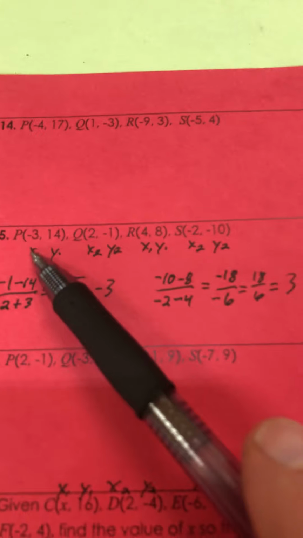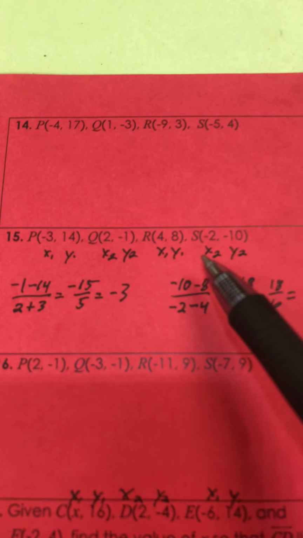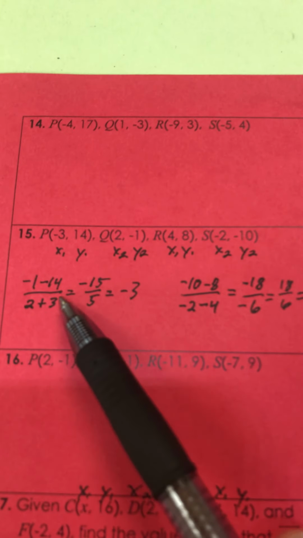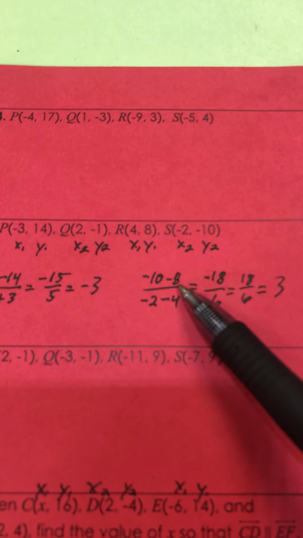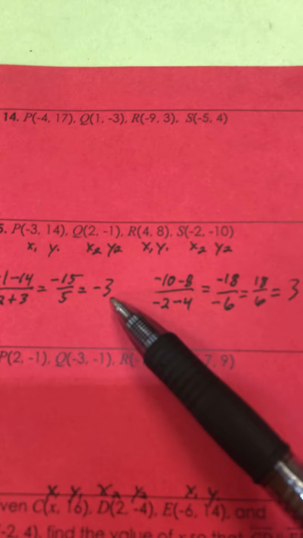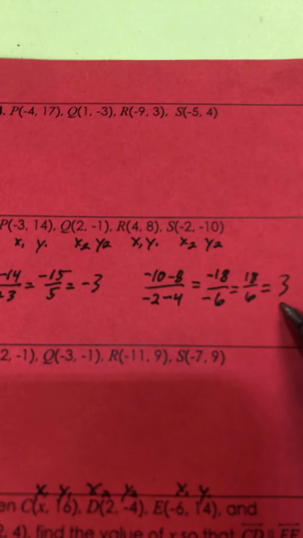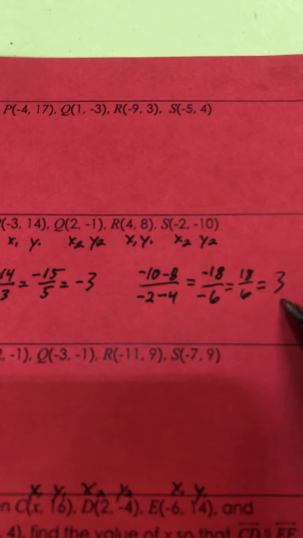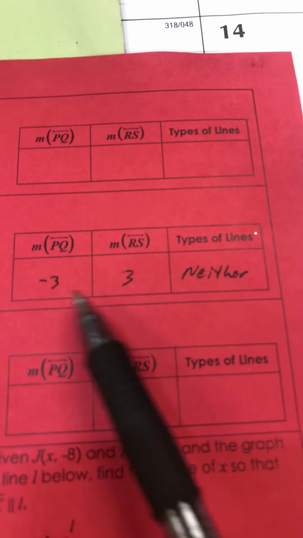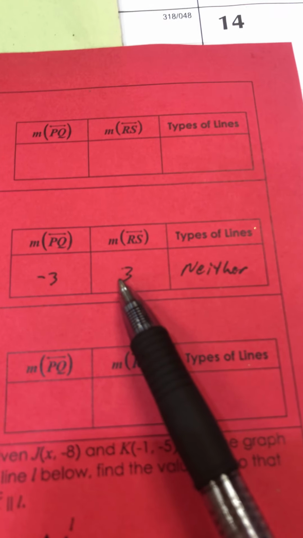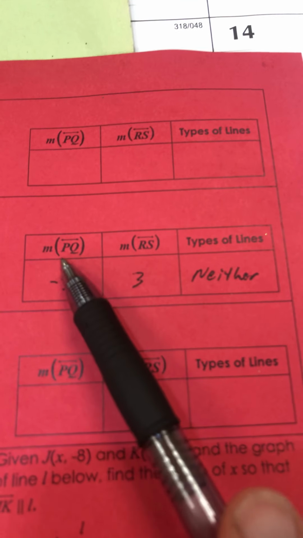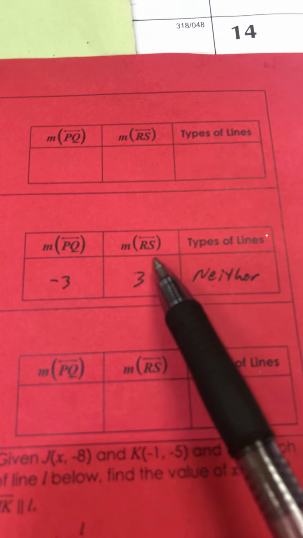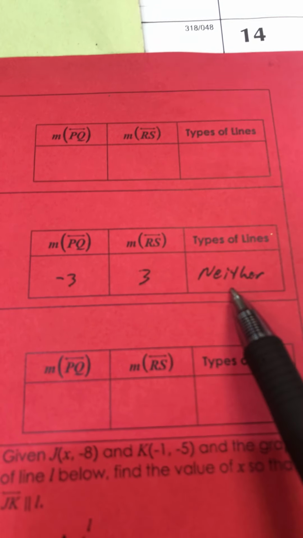Number 15. I have to figure out if PQ and RS are parallel, perpendicular, or neither. I figure out for PQ, I get a negative 3, and you could work that out on your own also to check me. And RS, I work that out. So PQ's slope is negative 3, and RS is 3. So it's not perpendicular. It's opposite, but it's not the inverse. So in order for this one to be perpendicular to this one, we'd have a positive 1/3. So it's neither.